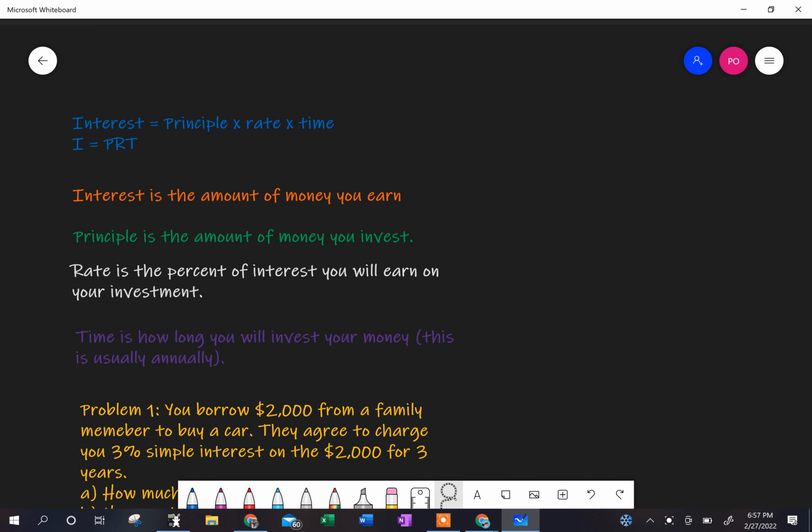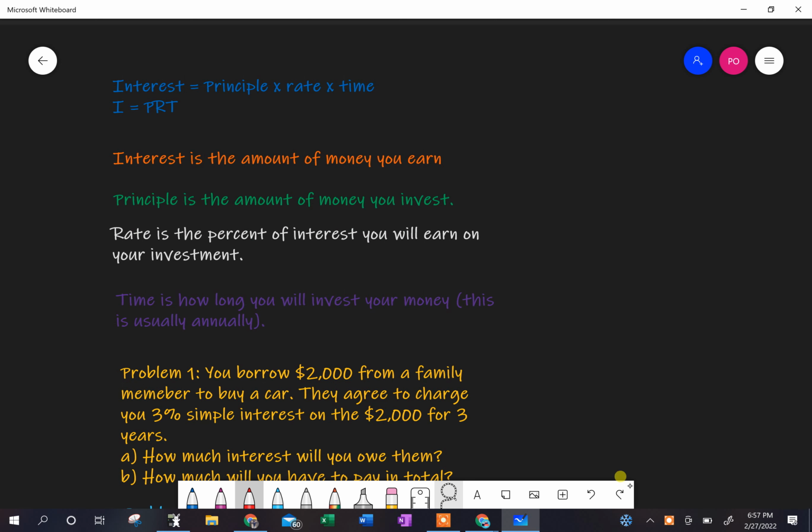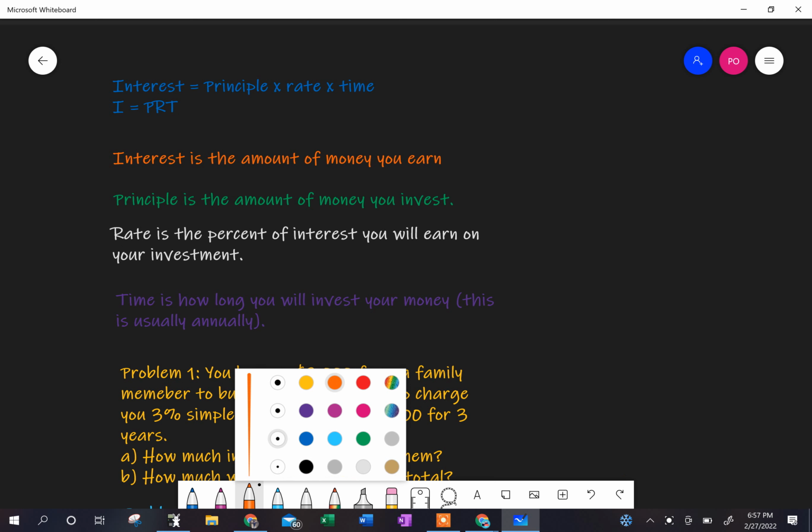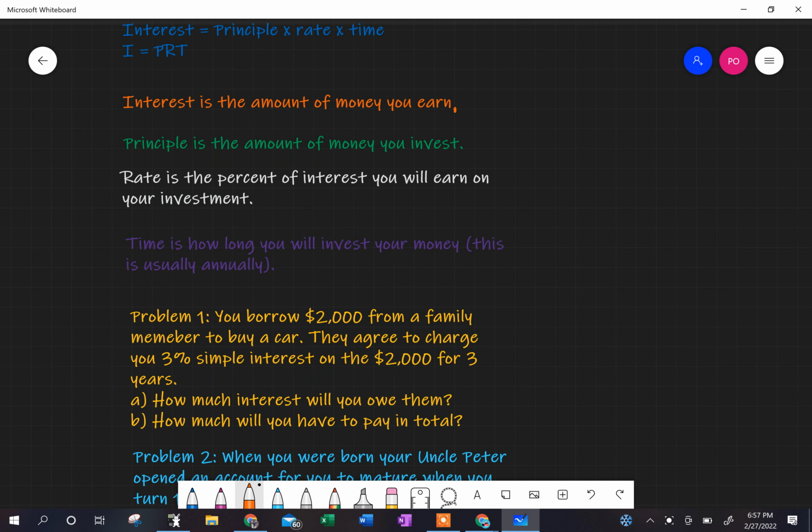To do a video on simple interest, and this is a topic in percents. Simple interest is really when you take some money and you invest it for a certain amount of time at a certain rate. So the interest is the amount of money that you're going to earn on your investment.